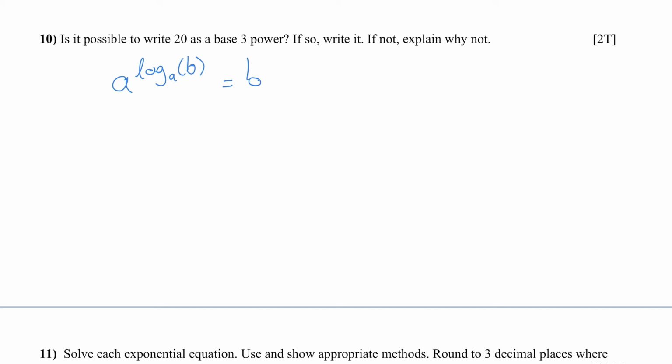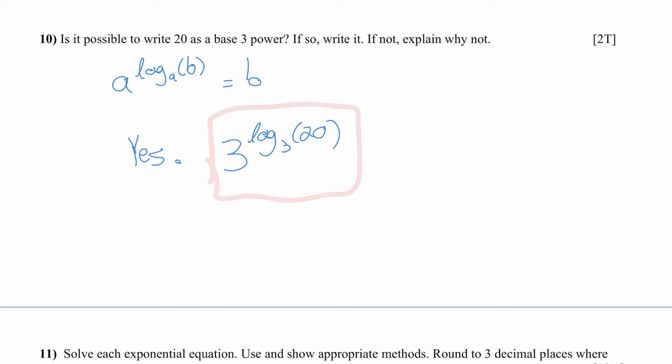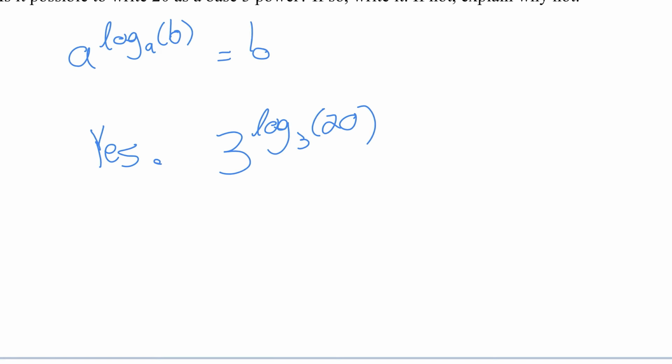So if I want a base 3 power to equal 20, I would just say, okay, yes, it's possible. As a base 3 power, I'll make the base of the power 3, and the exponent would become log base 3 of 20. If we evaluate this, it would equal 20 exactly. Why does that make sense? Well, if you understand logarithms, this means the exponent that goes on 3 to get 20. So whatever that value is, it's 2 point something. When we put it as the exponent on 3, we of course get 20.